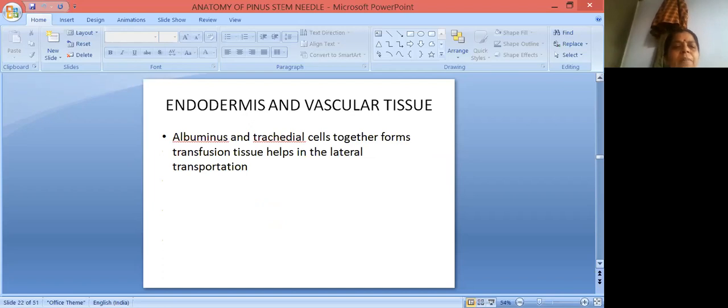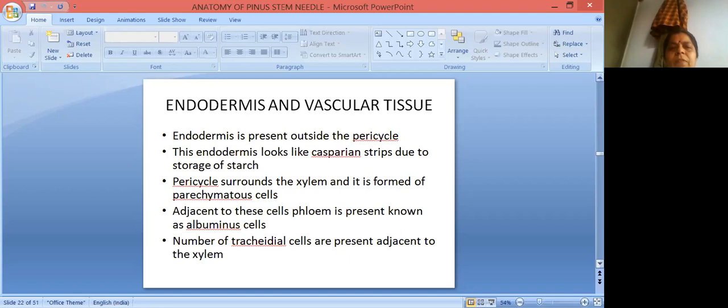Now coming to the centermost vascular tissue, there are two conjoint collateral vascular bundles present in the center. They are closed, but cambium may also be present in sections passing through the base of the needle. So if we see the diagram once, we will find out.